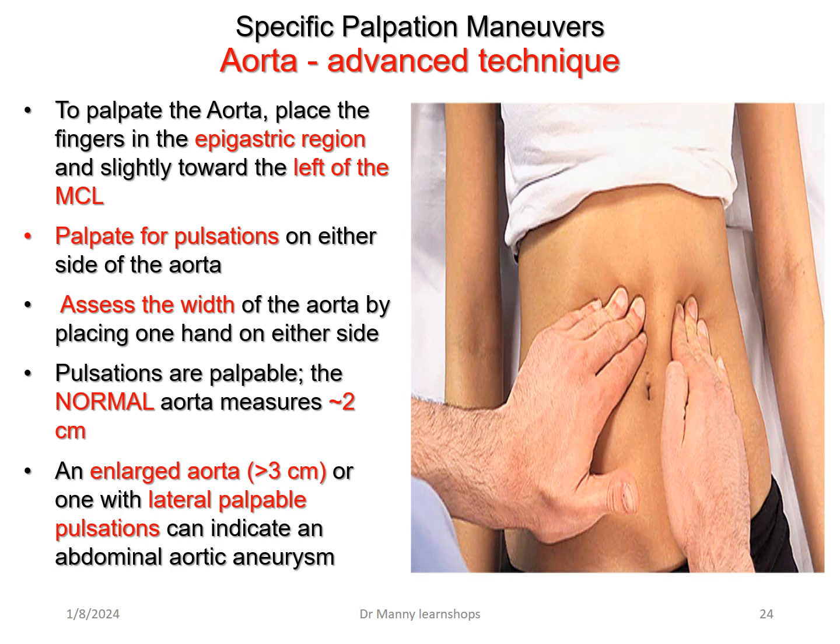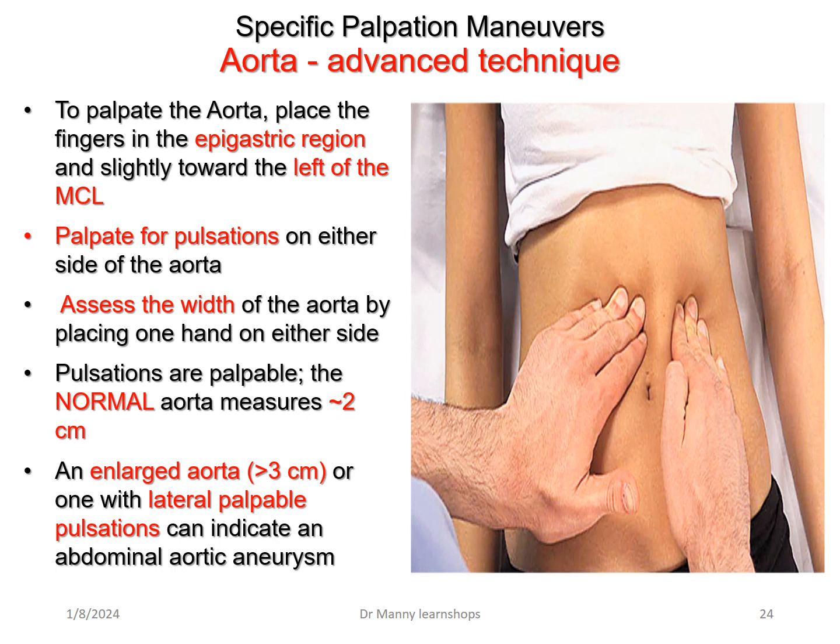When you're palpating the aorta, which is another advanced technique, caution is advised because, again, the aorta may rupture as a result of an aneurysm. To palpate the aorta, place the fingers in the epigastric region and slightly towards the left of the midclavicular line. You palpate for pulsations and thrills on either side of the aorta.